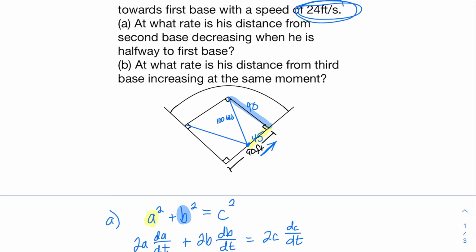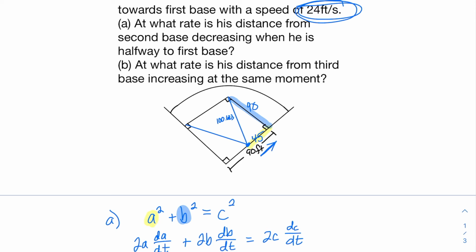For B, we'll have 2 times 90 for that second leg of the triangle. And then dB/dt: as we're running towards first base, is the distance between first and second changing at all? Hopefully we look at that and say no, it's staying the same, and it is. So dB/dt in this case is going to be 0.